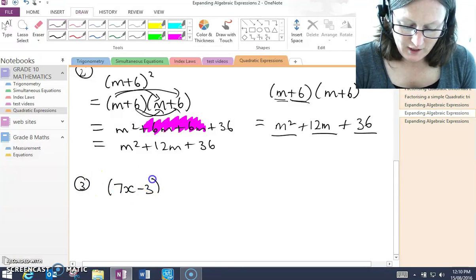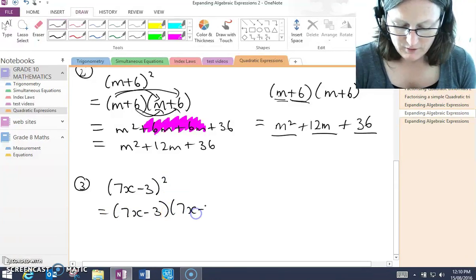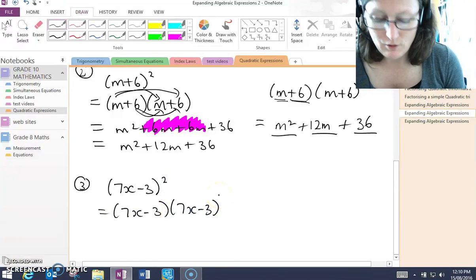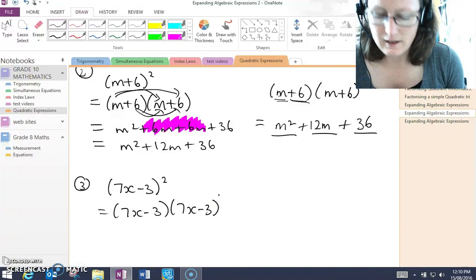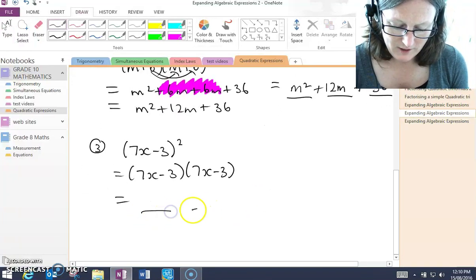We'll try one more. 7x minus 3 all squared. So in other words, 7x minus 3, 7x minus 3. I'm not going to bother to do this one the long way because I can recognise there's a short way because what's in the brackets is exactly the same.